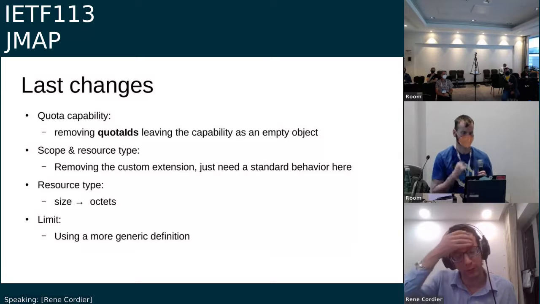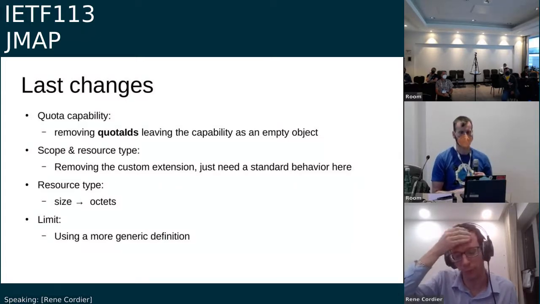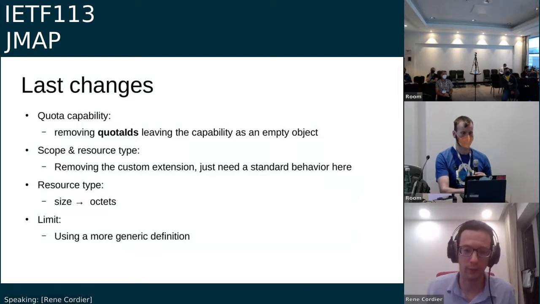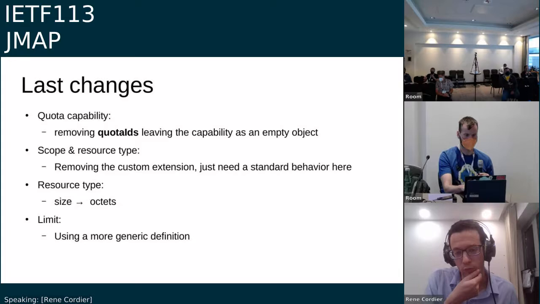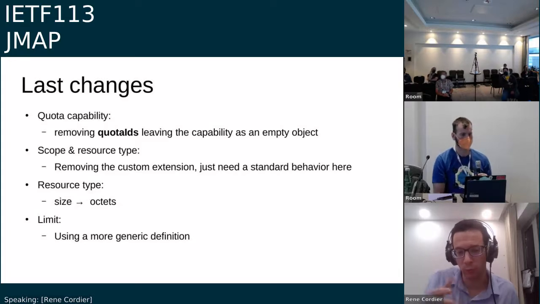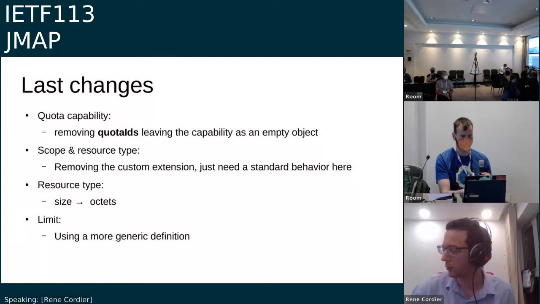There are not many changes lately, but thanks to Neil, who gave a few more pieces of feedback, I think it's pretty stable now. In the quota capability, it was useless to have quota IDs; we can just fetch them with the quota/get method. For the scope and resource type as well, we don't need to specify some custom extension. We can just keep it simple with the standard, and if people want to make extensions of it, they can do it themselves.